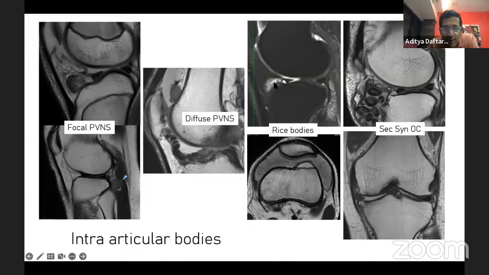Here you can see these small, relatively homogeneous, tiny particles all over the joint. And this is more typical of rice bodies, which you can see in infection, in inflammation, as well as in primary osteochondromatosis. In primary osteochondromatosis, in addition to these bodies, you may see a thick and irregular synovial lining because the synovium is metaplastic. And then this is an example where you can see multiple large irregular bodies, which is secondary osteochondromatosis. And you know this is secondary because you can see over here the lateral compartment cartilage, which is intact, and the medial compartment cartilage, which is completely gone. So this is secondary osteochondromatosis. In primary osteochondromatosis, generally we tend to see the articular cartilage as being intact.